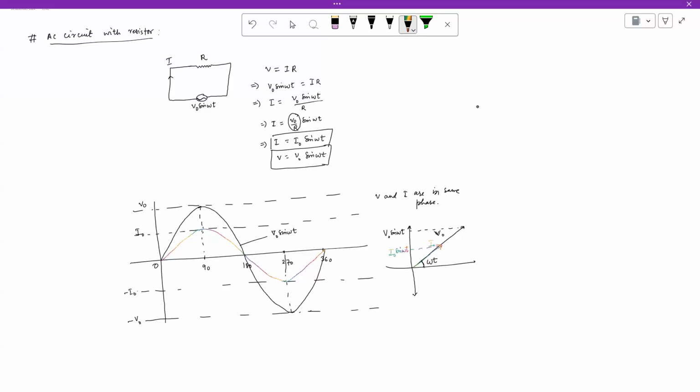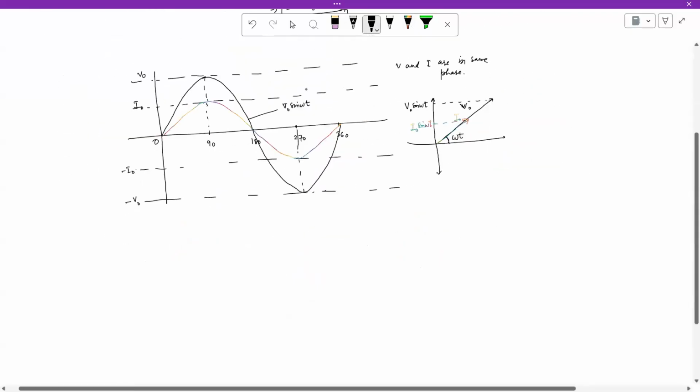Okay, now let us write. So the next circuit is the capacitive circuit. So AC circuit with a capacitor.